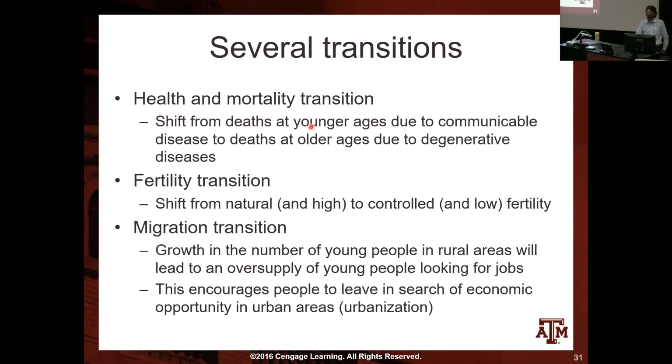There's a shift from deaths at younger ages due to communicable diseases to deaths at older ages due to degenerative diseases. A shift from natural and high fertility to controlled and low fertility. In terms of migration, there is growth in the number of young people in rural areas, and this leads to an oversupply of younger people looking for jobs. These people tend to leave rural areas, looking for economic opportunities in urban areas, which increases urbanization.